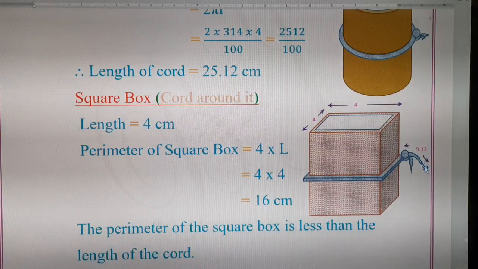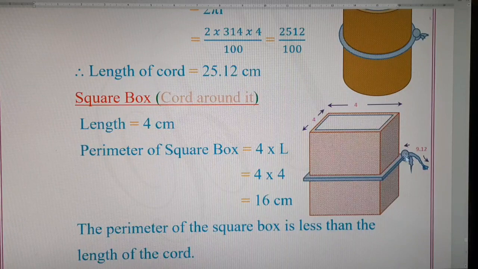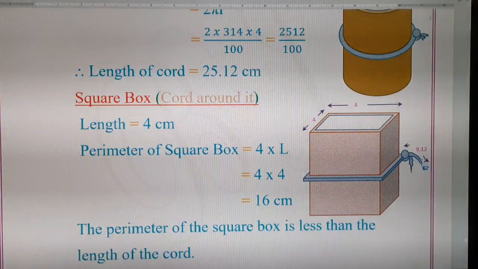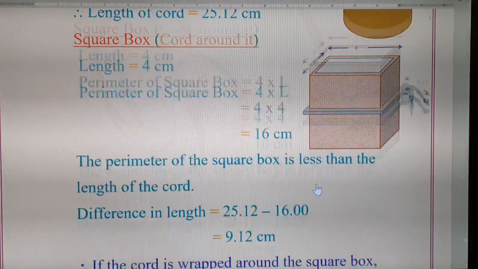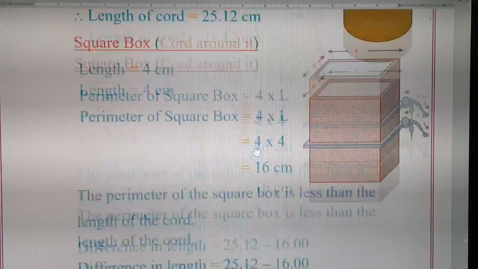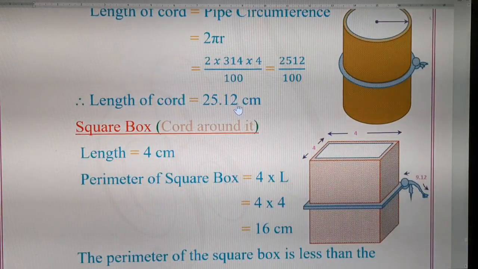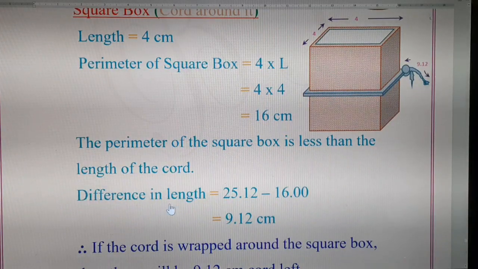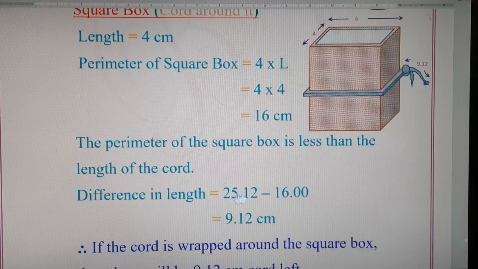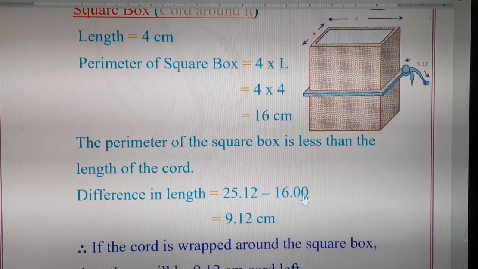So we have to find the difference in length after tying the knot. So after tying the knot, how much rope is left extra or how much cord is left extra. So this we can calculate by subtracting the actual length of the cord 25.12 and the perimeter of the square box, which is only 16 centimeter. So difference in length of rope is equal to 25.12 minus 16.00.